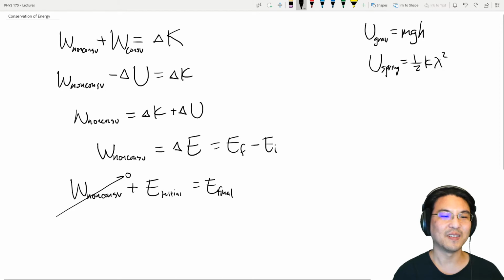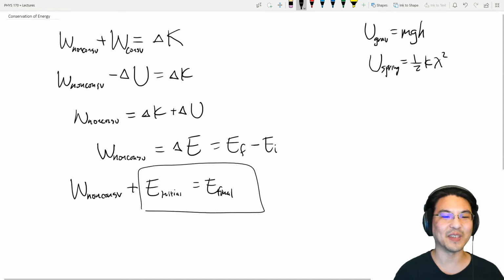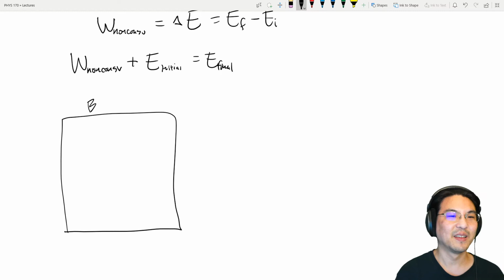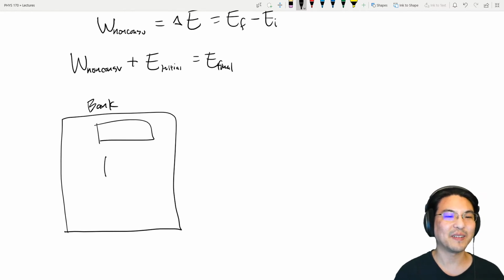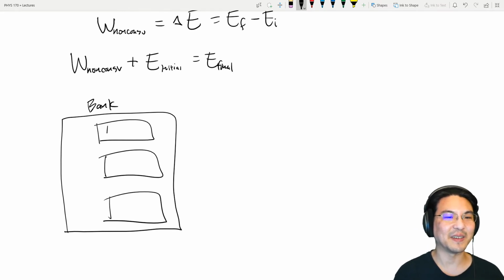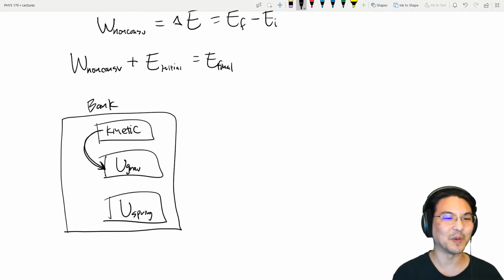But if there are non-conservative forces, then it does work and it ruins our nice conservation here where the energy stays the same. And I always think of it like, say you have a bank and you have different accounts within your bank, checking account, savings account, Christmas savings account, and it's like there's kinetic energy, let's say gravitational potential energy, spring potential energy. So imagine you can take money from one account and put it to another account. Like take 10 bucks out of this one and put it here. Take $5 out of this one and put it here.